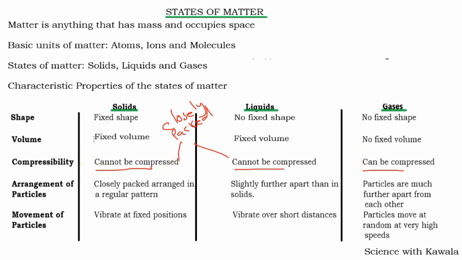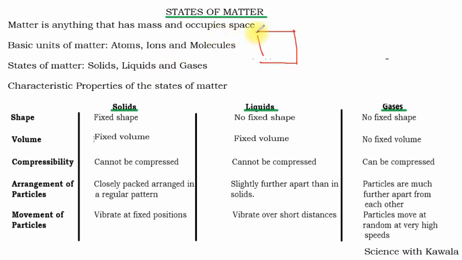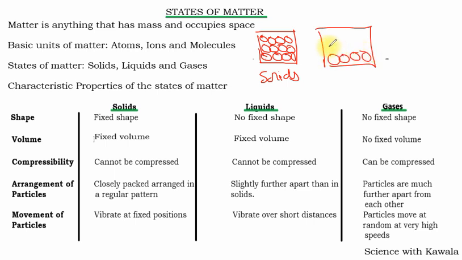Arrangement of particles. Solids, the particles are arranged in a regular pattern. So they're closely packed and arranged in a regular pattern. This is a diagrammatic representation of what we're talking about. The particles are arranged closely in a regular pattern. So that's for solids. Liquids, they are also closely packed, but slightly further apart compared to solids. So that's for liquids. And for gases, much further apart from each other.